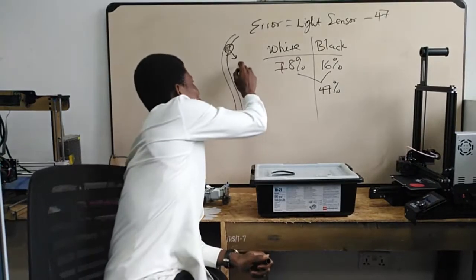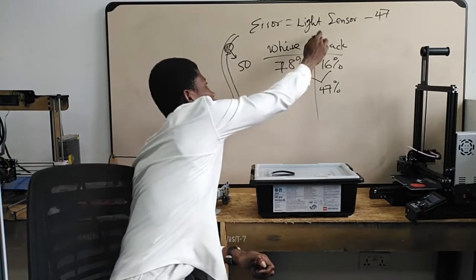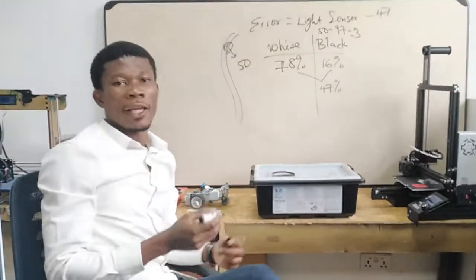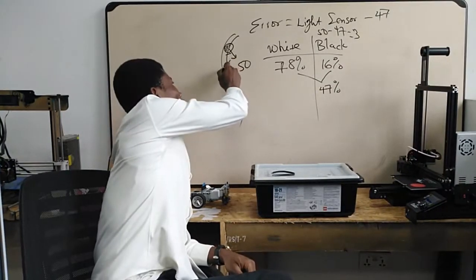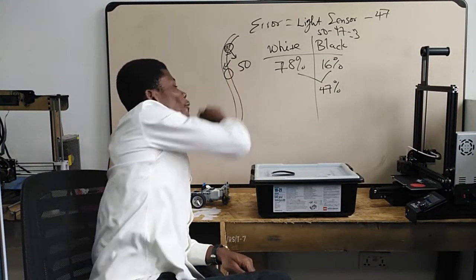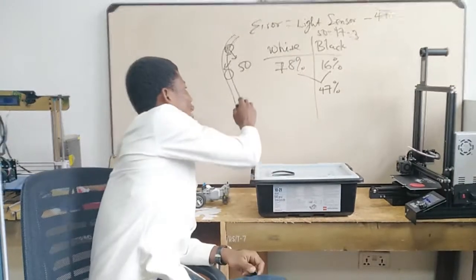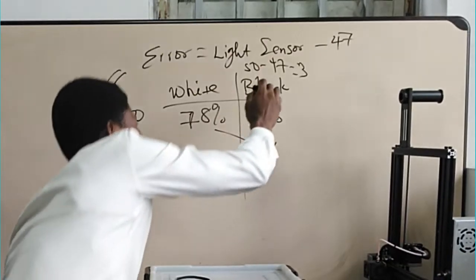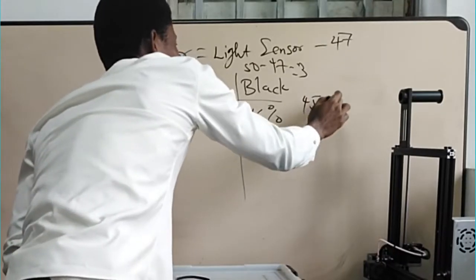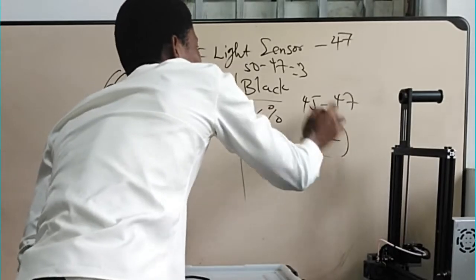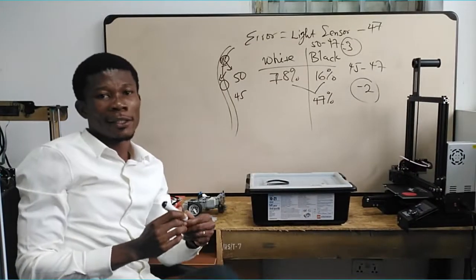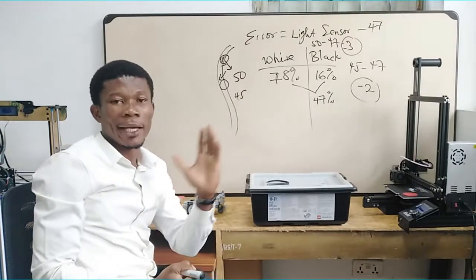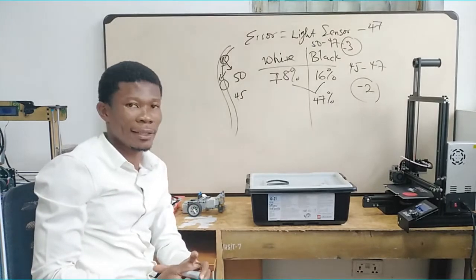If the reflection, say, increases to 50, then this formulation becomes 50 minus 47, telling us that there is an error of 3. On the other hand, if the light sensor drifts more into the black, then the reflection value is going to decrease. Let's say it decreases to 45. Then this formulation gives us 45 minus 47, resulting in minus 2. So we could tell that the error formulation was going to give us a positive or negative value depending on whether the light sensor is drifting into the black line or the white part of the tile.